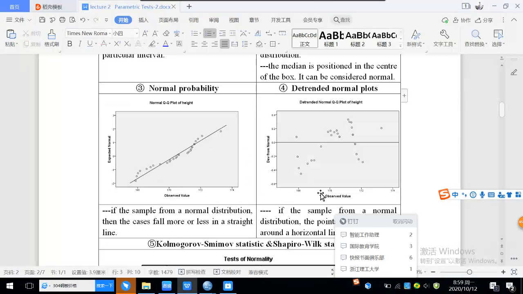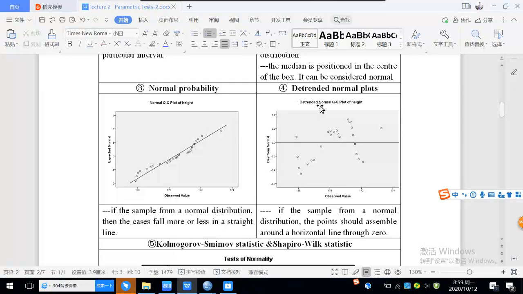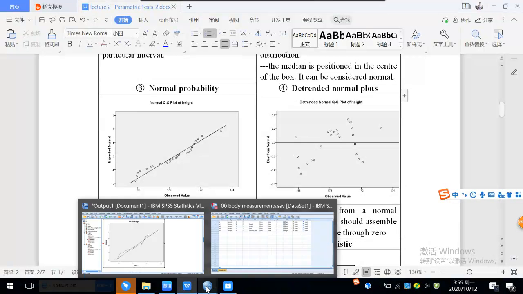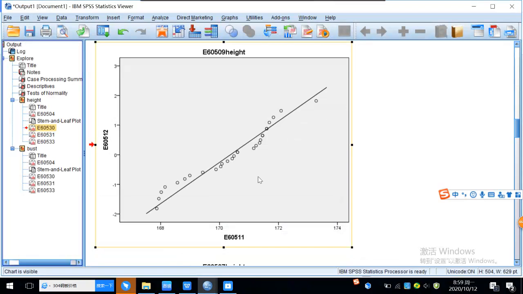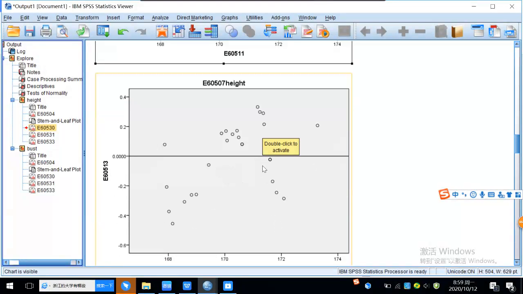Number 4 is detrended normal plots. Also, this plot is here.